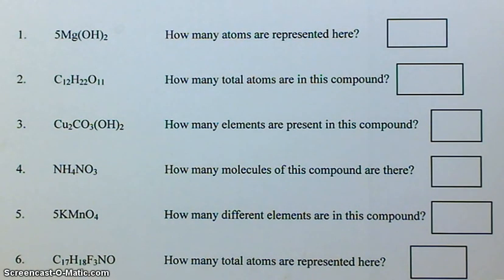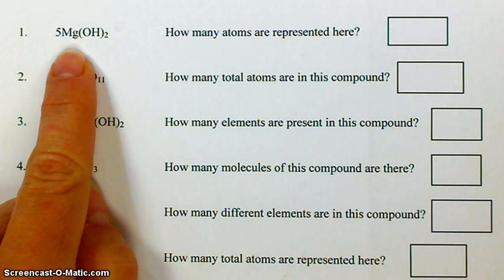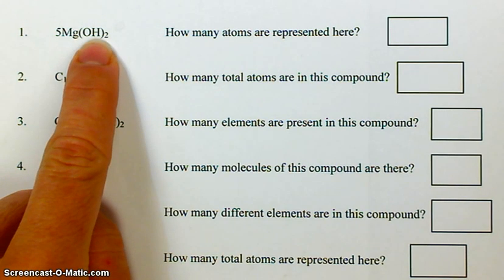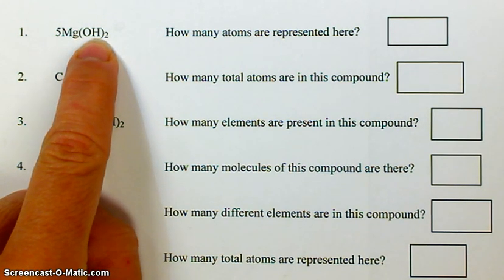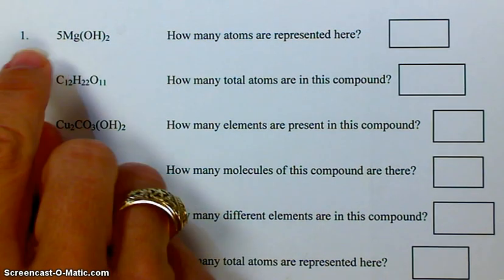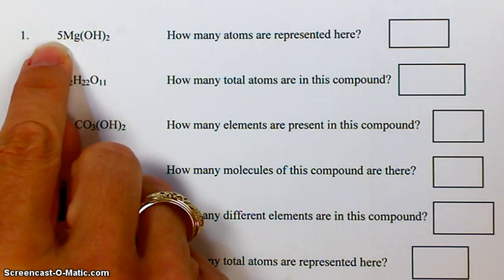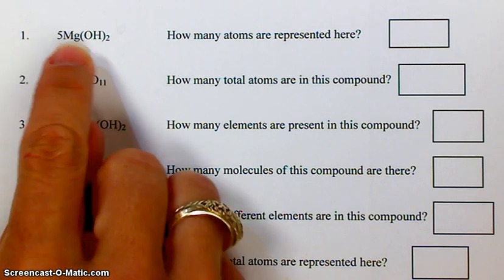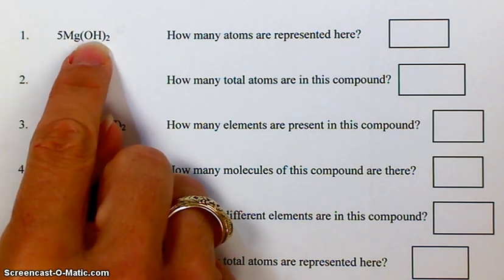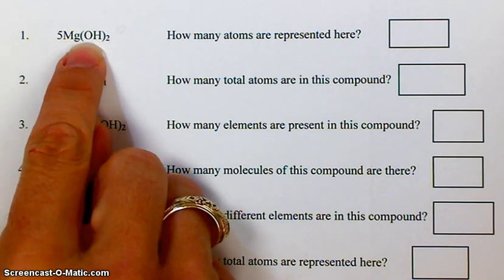So question number 1 says, how many atoms are represented here? Well, how many individual atoms? Well, I have magnesium atoms, I have oxygen atoms, and I have hydrogen atoms. So I got to figure out how many of each one, and then I have to add them all up. Okay. Remember that the large number in front of the whole entire formula is called a coefficient. That tells you how many molecules that you have. This particular substance is magnesium hydroxide.